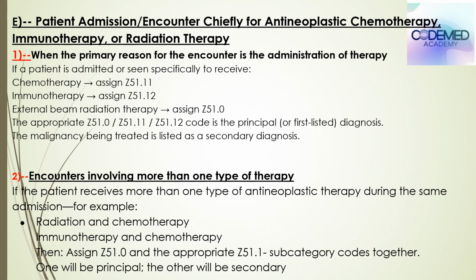Now, encounters involving more than one type of therapy. If the patient receives more than one type of antineoplastic therapy during the same admission, for example, radiation and chemotherapy, or immunotherapy and chemotherapy, then we assign the appropriate codes together. One will be the principal, the other will be secondary, and there is no hierarchy as such. You can code any one first.